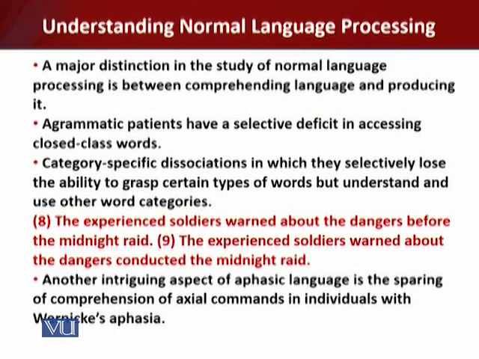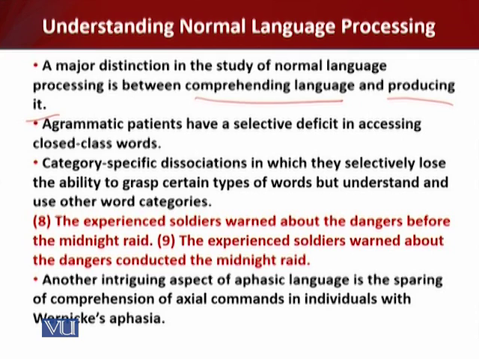A major distinction in the study of normal language processing is between comprehending language and producing it. If this is not merely a conceptual distinction but also biologically based, then we would expect to see some aphasic cases in which comprehension is impaired but production is not, and vice versa. The initial descriptions of Broca's and Wernicke's aphasias support this distinction.